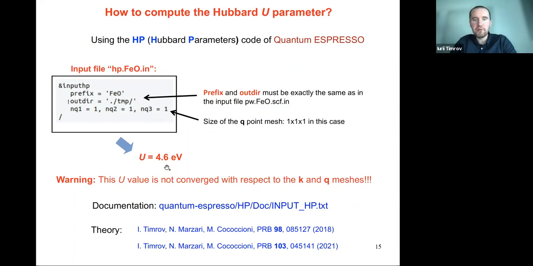This is why we use 4.6, because if we compute Hubbard U for iron oxide using Q mesh 1 1 1 and K mesh 3 3 3, we obtain 4.6. But of course, this is not converged. So this cannot be used for production purposes, but this is just for demonstration purposes.